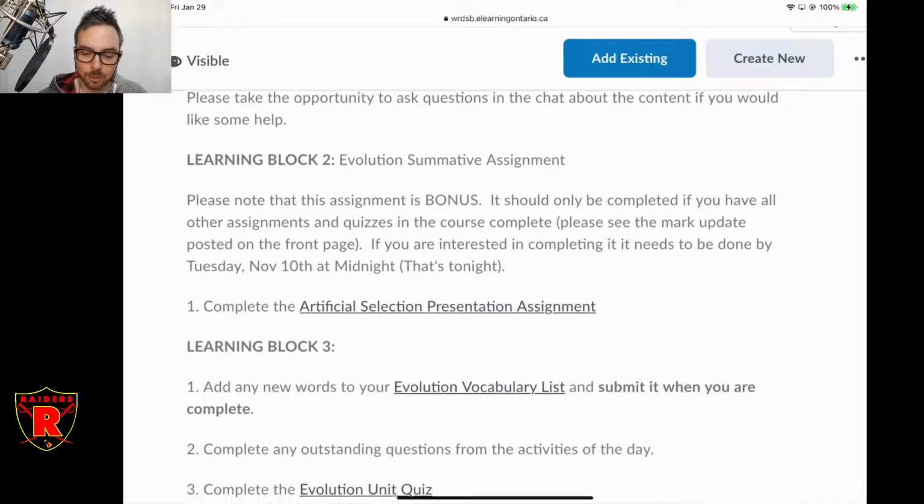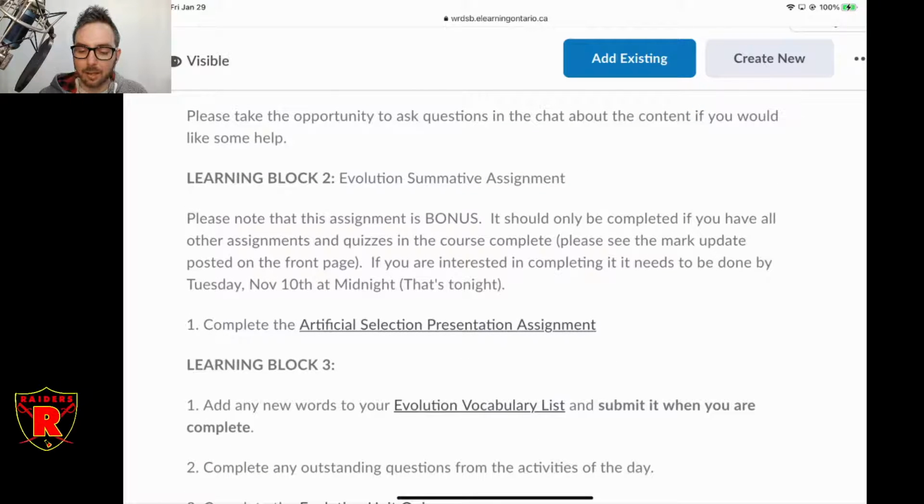I would say for learning block 2, again, if you want to work on the bonus assignment, that's awesome. But if you owe me anything at all, please don't do the bonus, okay? It's meant as an extra for students that have already completed everything. If you haven't completed everything, don't even look at this. Just get done what you need to get done in order to get the credit in this course, okay?